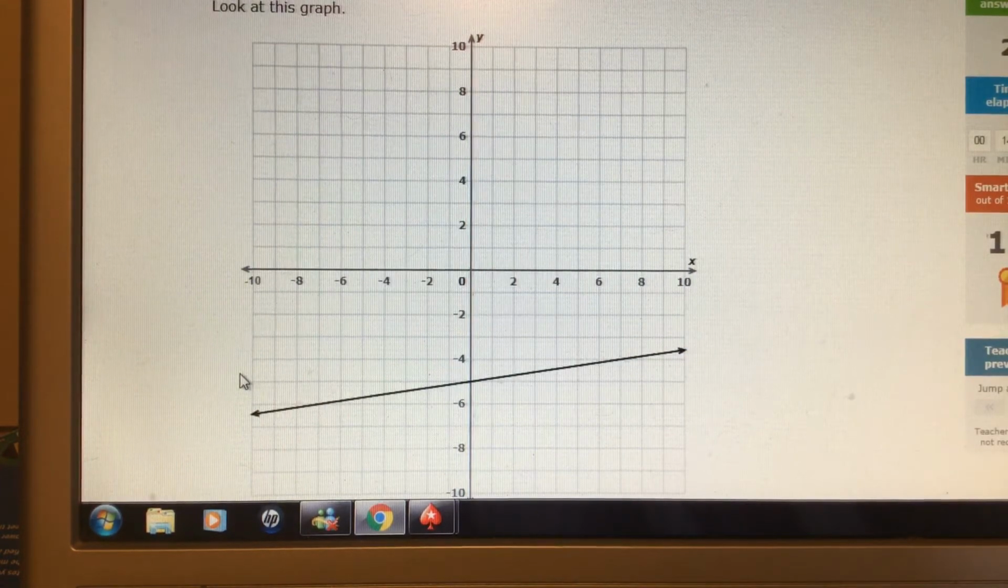Okay, so on this one, I'll do this one with you as well. Again, same format, y equals mx plus b. I would write down m, I'd write down b, and then I'm going to write my equation.